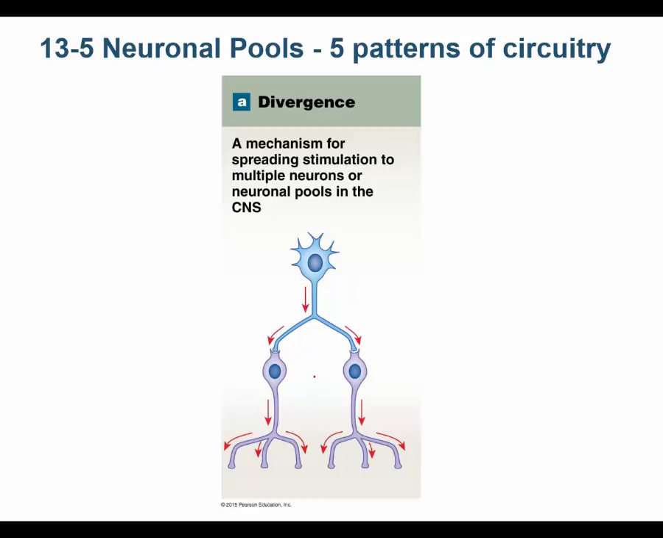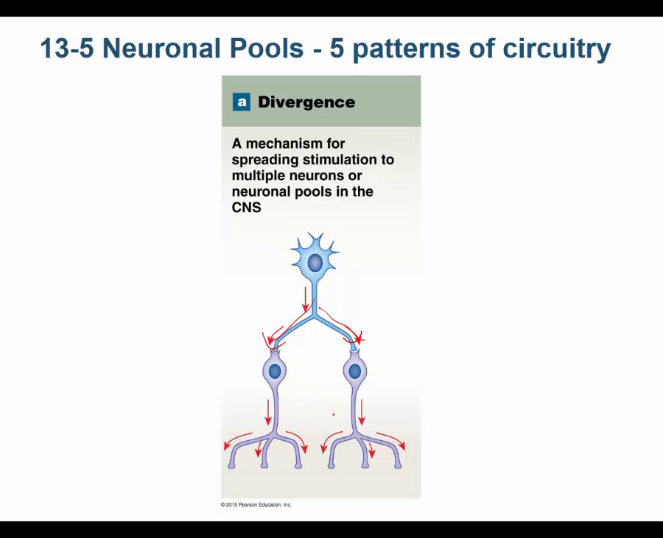So the signal diverges. And you can see here that the signal is going to diverge into other interneurons, so you can send it to different places. This occurs in the brain. This is sensory information going to the brain. And this is why sensory information can be processed on more than one level.